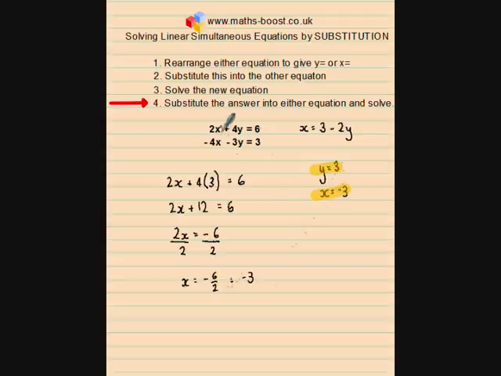So 2 times minus 3 is minus 6. Add 4 times 3 is 12. So minus 6 add 12 gives me 6 as expected. Minus 4 times minus 3 gives me plus 12. Minus 3 times 3, so 12 minus 9 gives me 3 as expected. So I know for certain that these answers are correct.